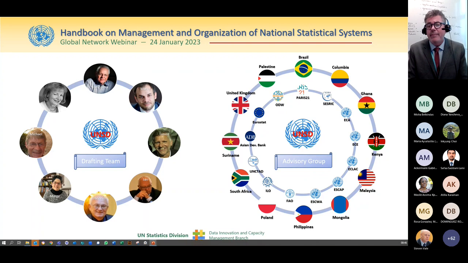Here you have the countries that were members of this advisory group. We had the honor to have with us Brazil, Colombia, Ghana, Kenya, Malaysia, Mongolia, Philippines, Poland, South Africa, Suriname, United Kingdom, and Palestine. And we also had a certain number of international and partner organizations like PARIS21, CESRIC, the five regional commissions, FAO, ILO, UNCTAD, the Asian Development Bank, and, last but not least, Eurostat. I would like to thank Eurostat, because without their financial contributions, this handbook would not exist.